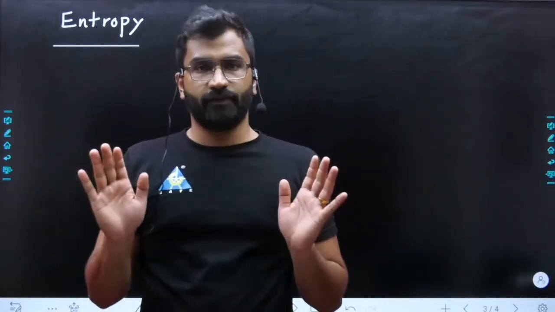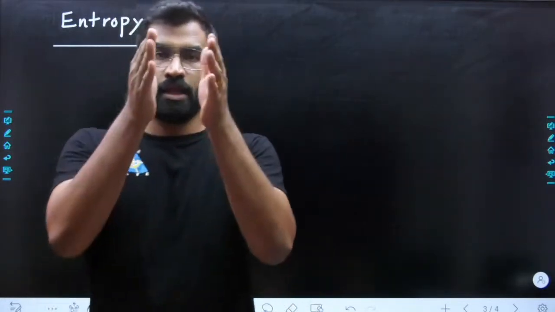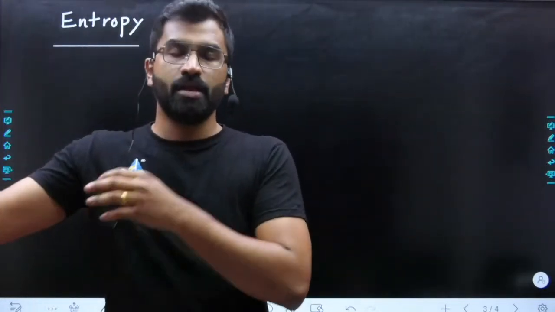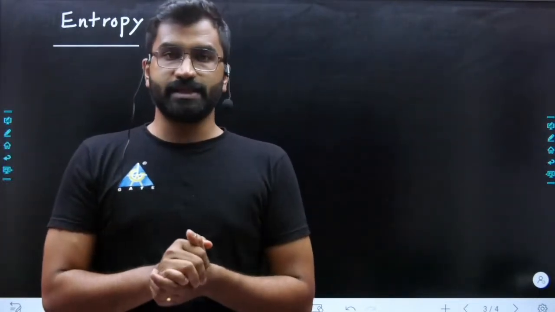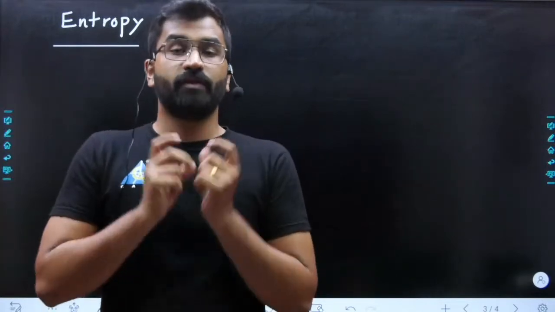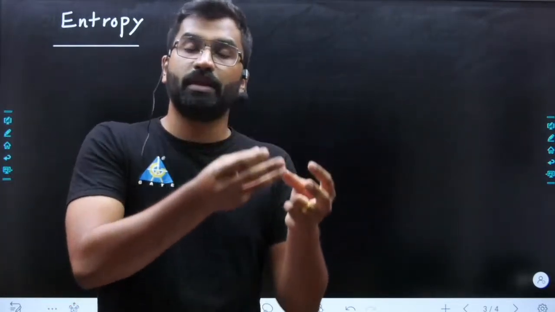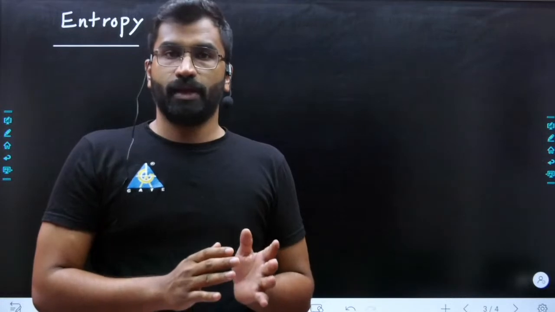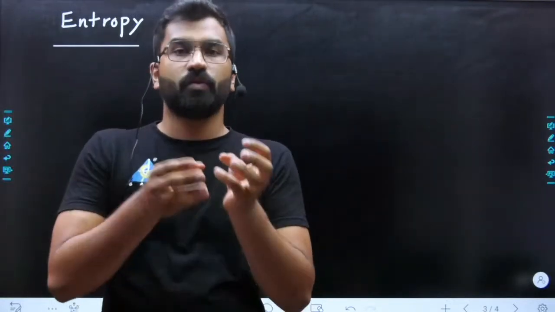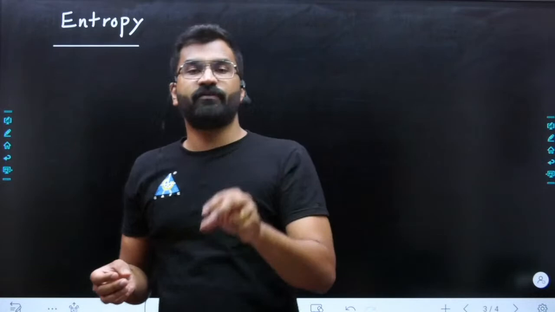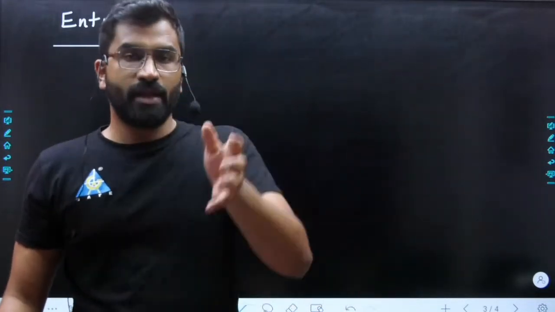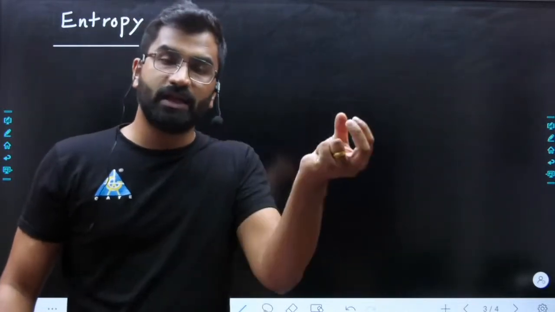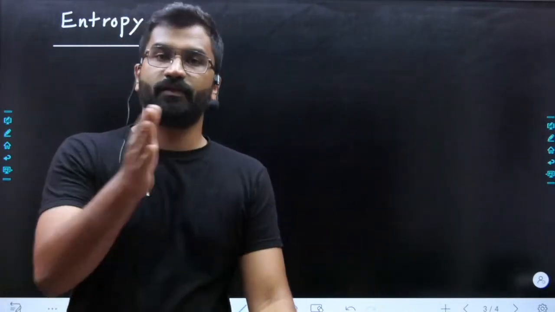Energy is always conserved, right? The hot fluid is losing energy, the cold fluid is gaining energy, so energy is conserved. But we are losing something. What are we losing? We are losing our ability to do useful work. We are losing some quality after every energy transformation. So entropy quantifies that loss of quality associated with energy transformations.